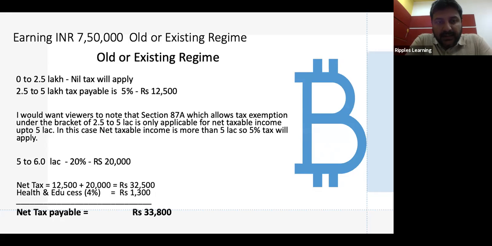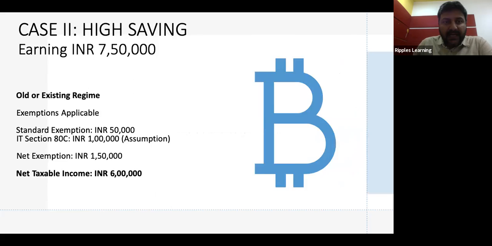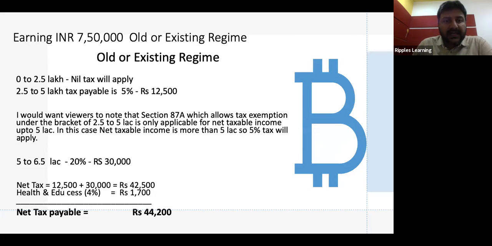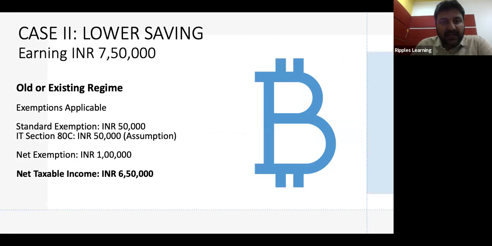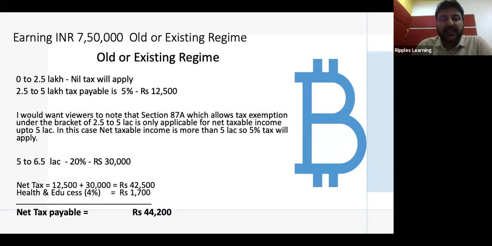Right? So just going back again, you can see the old and existing regime with less saving. When we talked about less saving, we talked about net saving of only 1 lakh. So net taxable income was 6,50,000 rupees. We were paying under slab 2, 12,500, and under slab 3, 30,000 rupees, which amounts to 42,500. We were adding health and education cess, which made it 44,200 rupees.